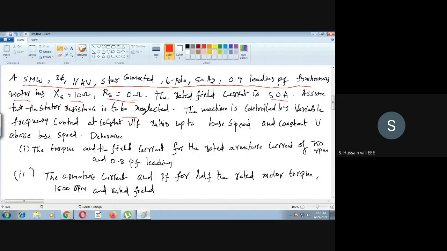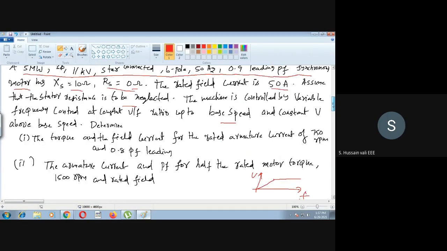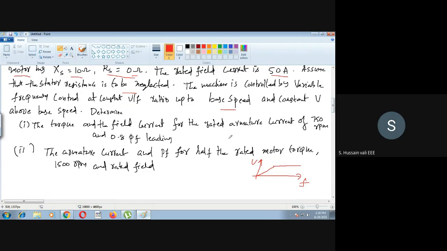The machine is controlled by variable frequency control at constant V by F ratio up to base speed and constant voltage above base speed. Yeah, this one, the same graph. This is V, this is F. Determine the torque and the field current for the rated armature current at 750 rpm and 0.8 power factor leading. That's the first question. Now, second question, the armature current and power factor for half the rated motor torque, 1500 rpm and rated field current, I think.